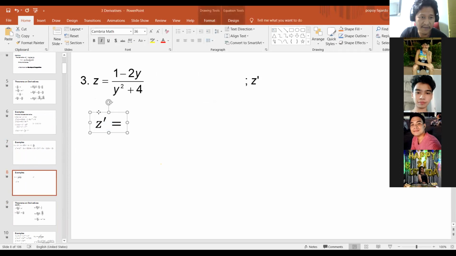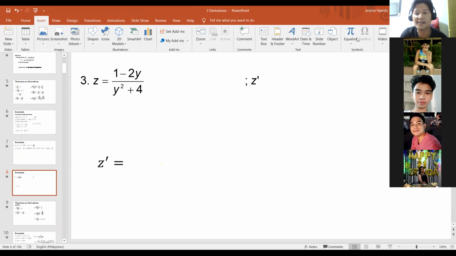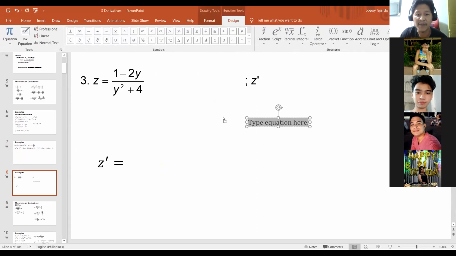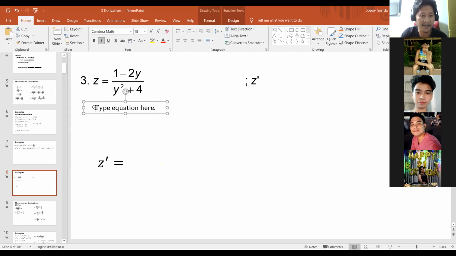Before we get the derivative, pwede natin munang kunin yung derivative ng bawat part para hindi tayo mahilo ng masyado. So we can first get, kunwari, yung u natin, which is the numerator, 1 minus 2y. Tama?